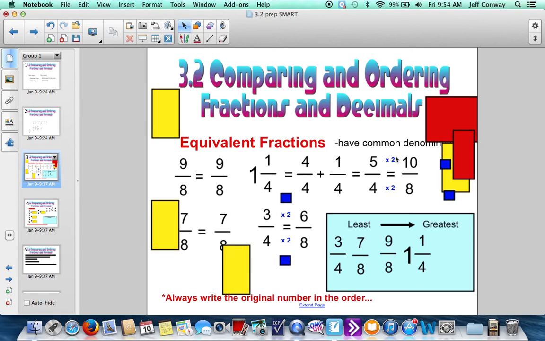So the four numbers we were given originally were 9/8, 7/8, 1 1/4, and 3/4. After making equivalent fractions cut into 8 pieces, we found that 3/4 is the smallest number, followed by 7/8, then 9/8, and then 1 1/4 after we changed it into 10/8.